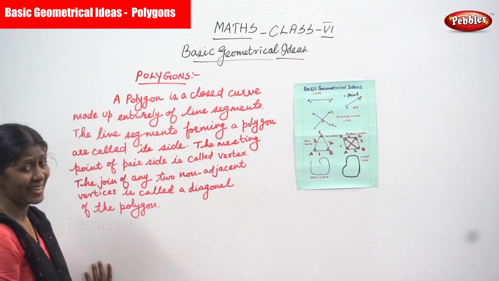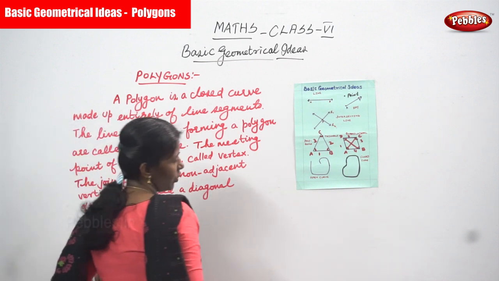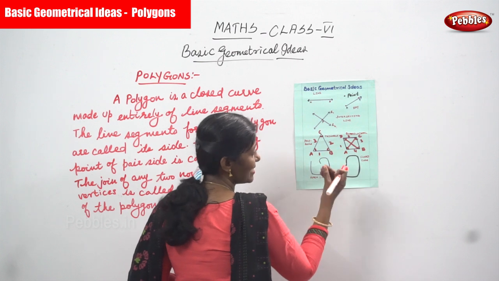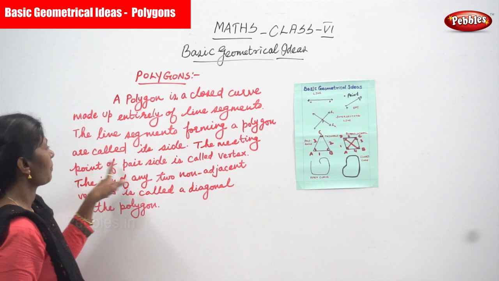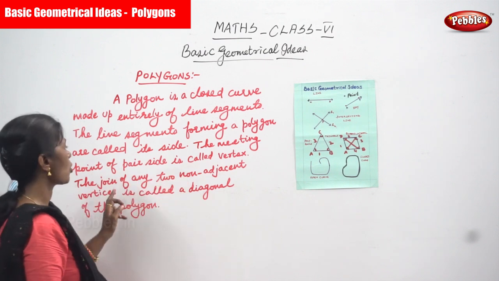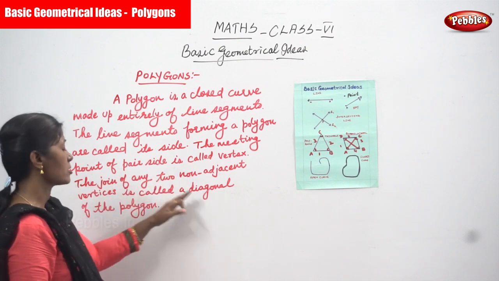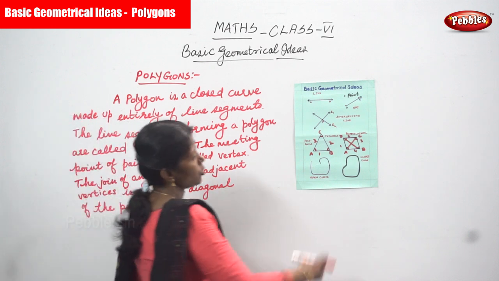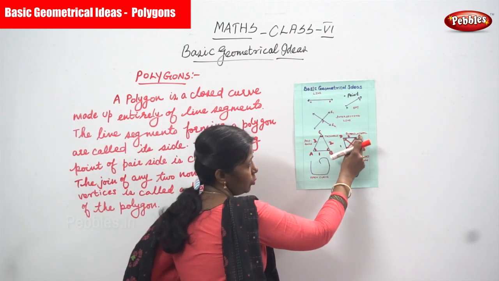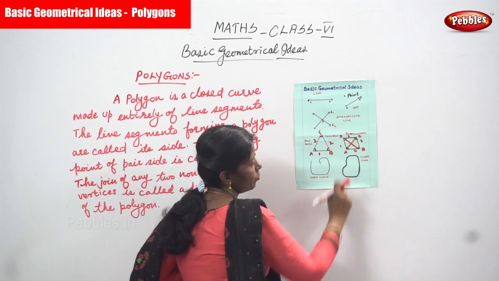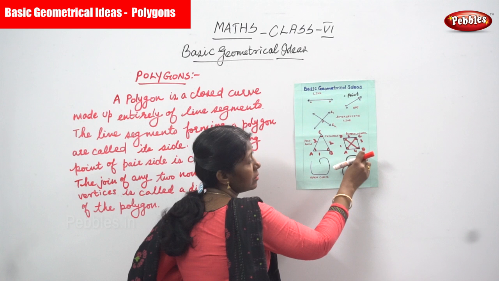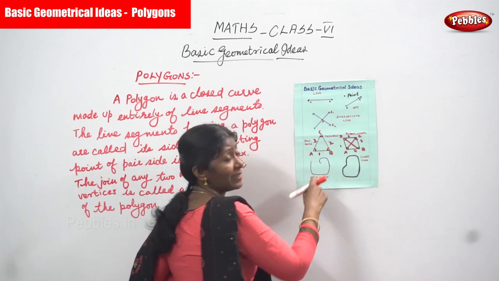Generally we should not say edge, we should call it a vertex, but if you want to understand easily, we can call it an edge. The meeting point of a pair of sides is called a vertex. The join of any two non-adjacent vertices is called the diagonal of the polygon. A is a vertex and C is another vertex, so these two are non-adjacent, and we call the join a diagonal. A quadrilateral has two diagonals, but a triangle has no diagonal.